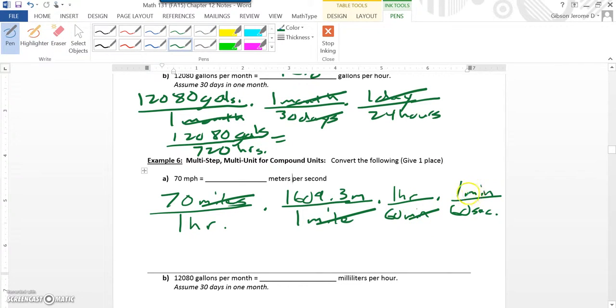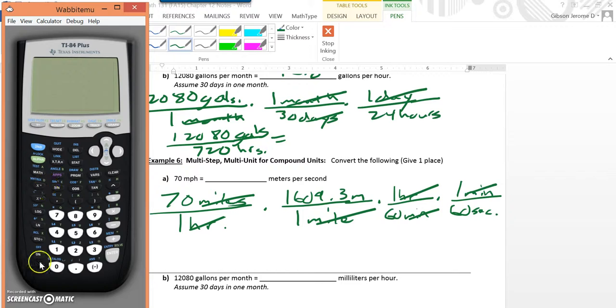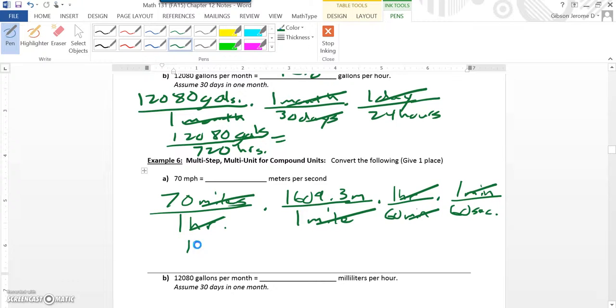Well, we have minutes with minutes, and we also have hours with hours. So now we have meters and seconds. So in our numerator, we will have 70 times 1,609.3. Our numerator would be 112,651. That will be our numerator.